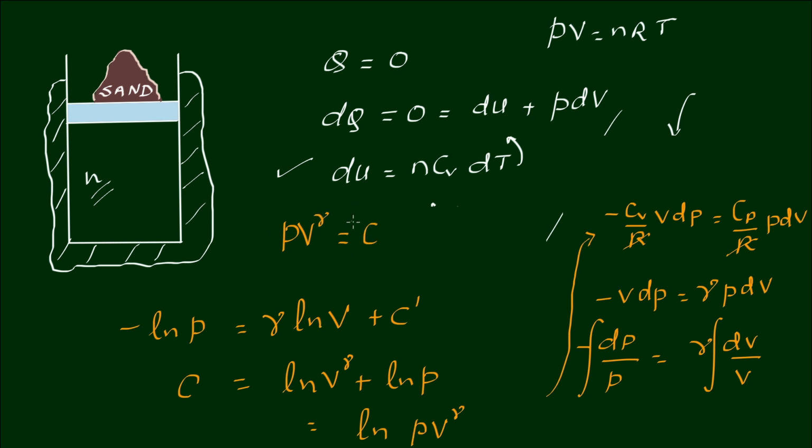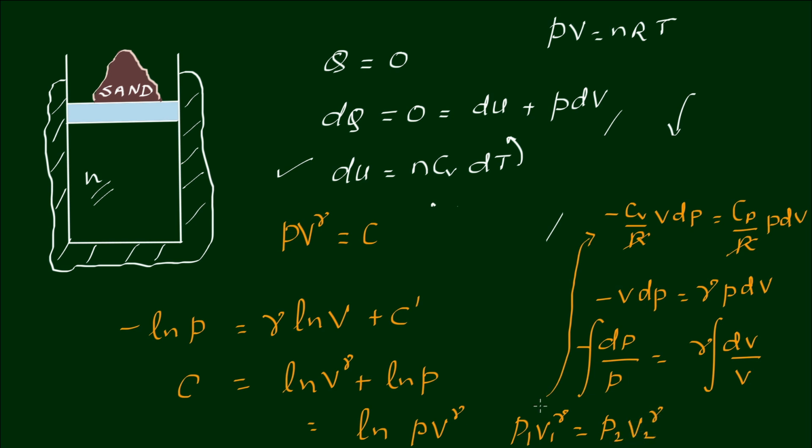Now how do we use this equation? When you have a process, you have an initial state with pressure P1, volume V1. You know gamma from whether it's a monatomic gas, diatomic gas, or a polyatomic gas. And since this quantity remains constant, if the final value of the pressure is P2 and the final volume is V2, we have P1 V1 to the power of gamma is equal to P2 V2 to the power of gamma.